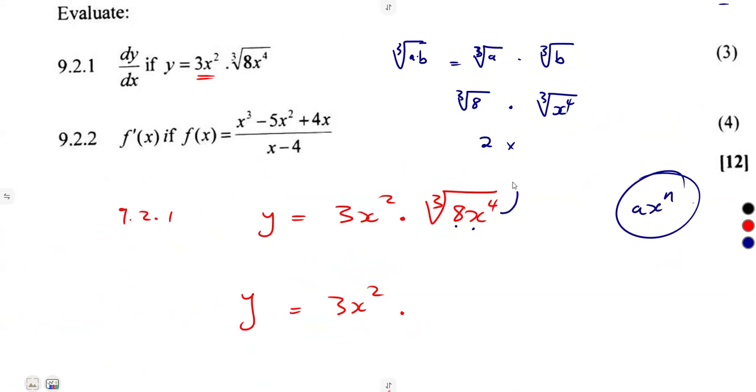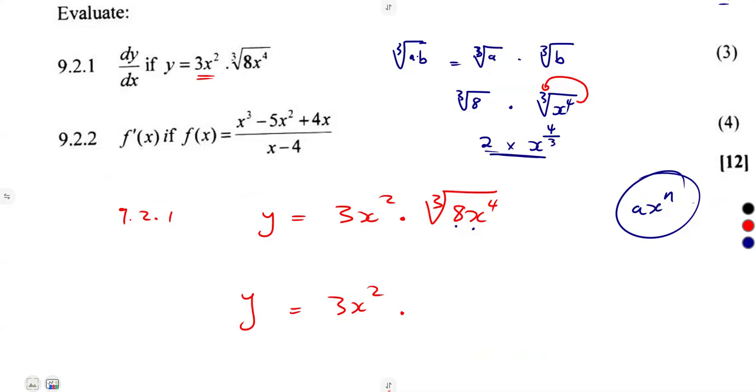That is 4 over 3. The power is our numerator. Then the root is our denominator. So this is what you're going to have.